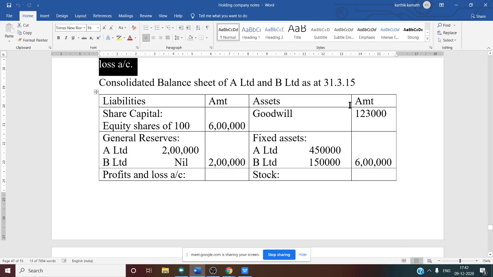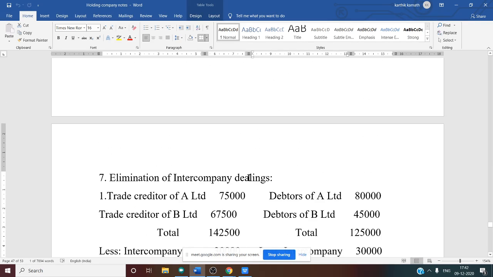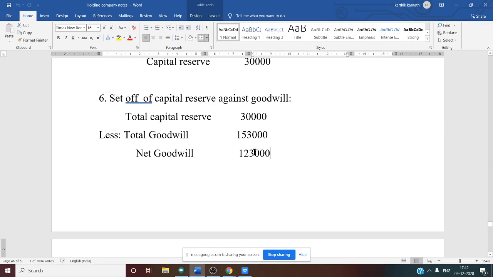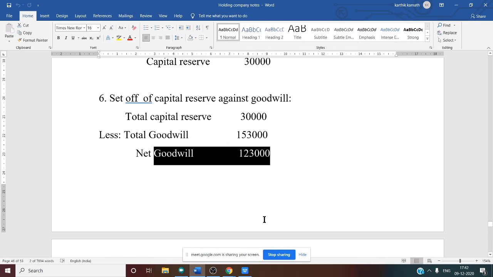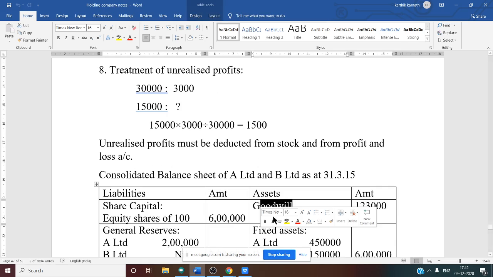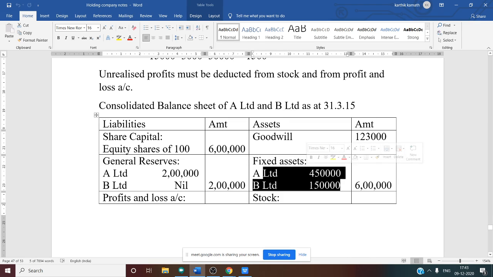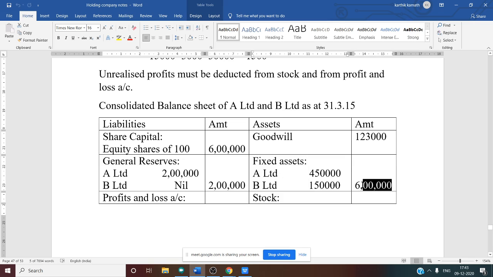Now you see the asset side. Here we have written goodwill. Why? Because the final answer after set off is net goodwill, a positive answer. That is why we have taken this on the asset side as goodwill 1,23,000. What about fixed assets? It is given in the balance sheet and there is no adjustment, just write the combined value: 4,50,000 of A Limited, 1,50,000 of B Limited. Combined fixed asset is 6 lakh.